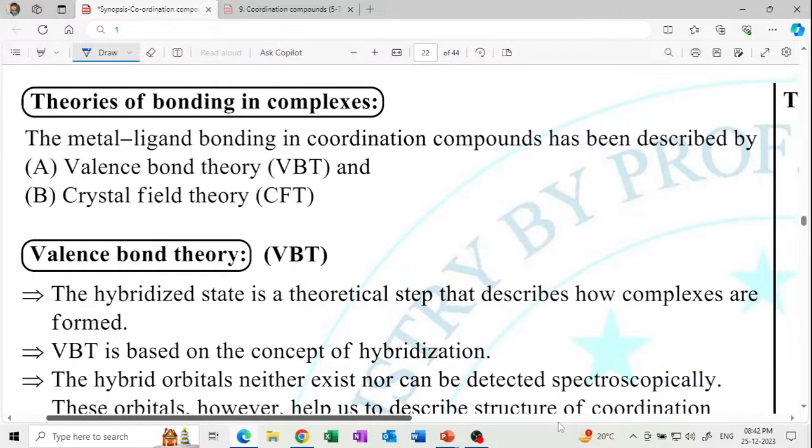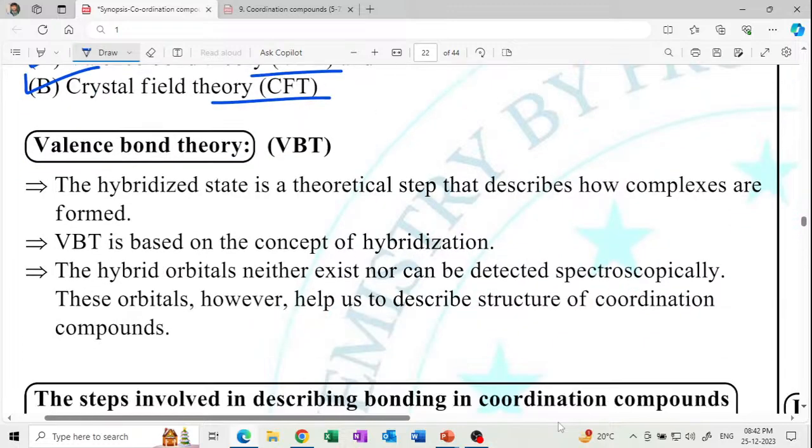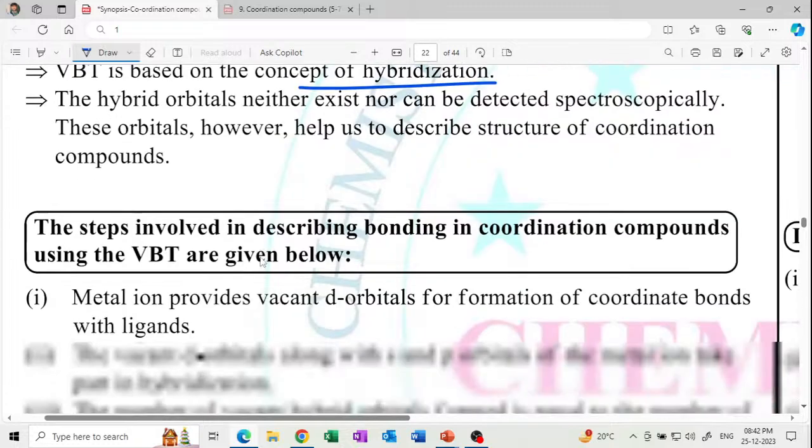Next are the theories of bonding in coordination complexes: VBT and CFT, valence bond theory and crystal field theory. Get it? Valence bond theory, VBT, shows how complexes are formed. It uses the concept of hybridization. Get it? The steps involved in it.